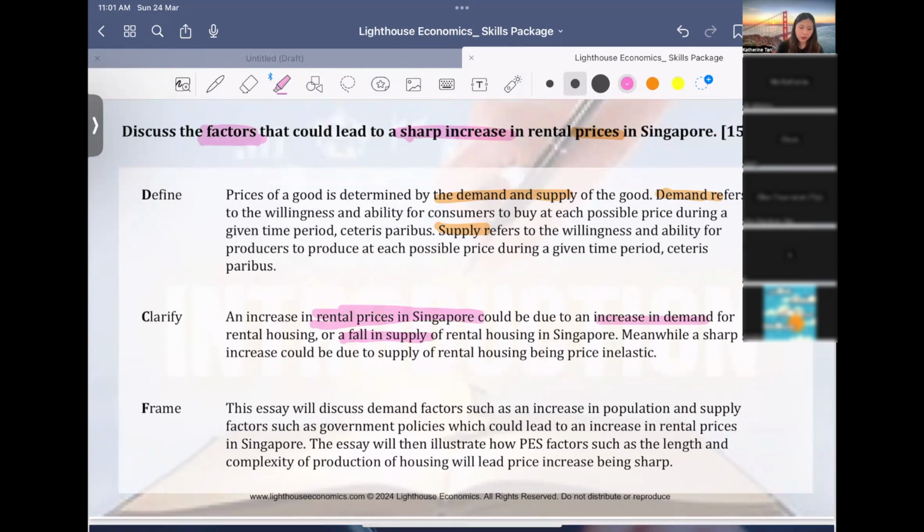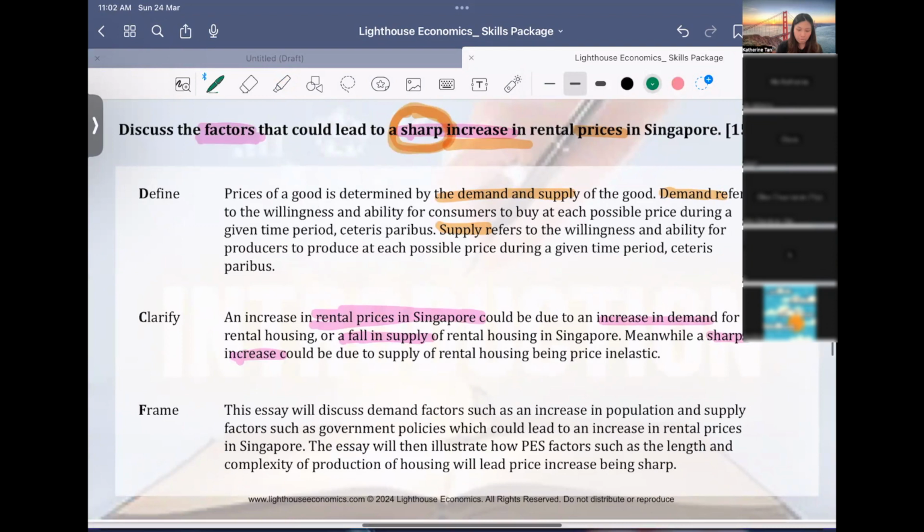Meanwhile, a sharp increase. Note that increased demand and supply factors will tell you the price increases, but elasticity will tell you why the increase is sharp. A bit of basic concepts, but if you don't know, ask me after class. So meanwhile, a sharp increase could be due to the supply of rental housing being price inelastic.